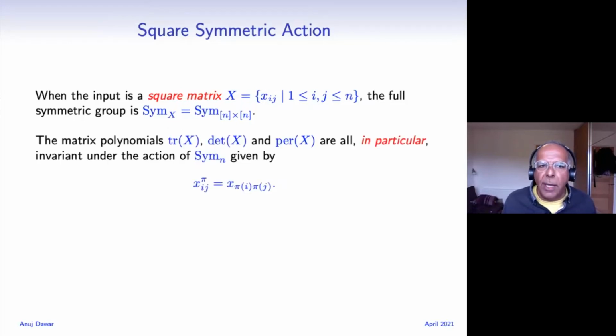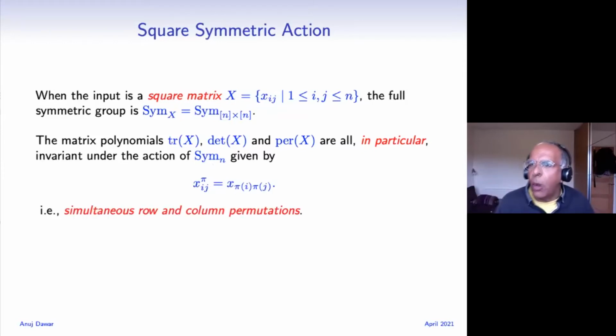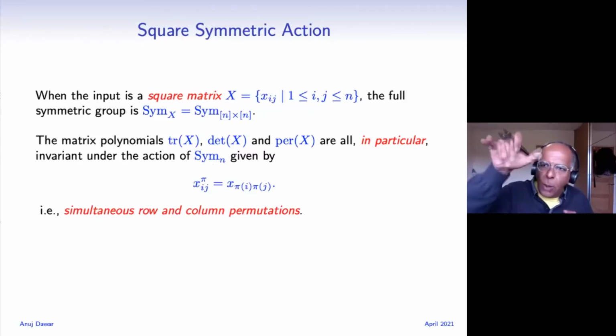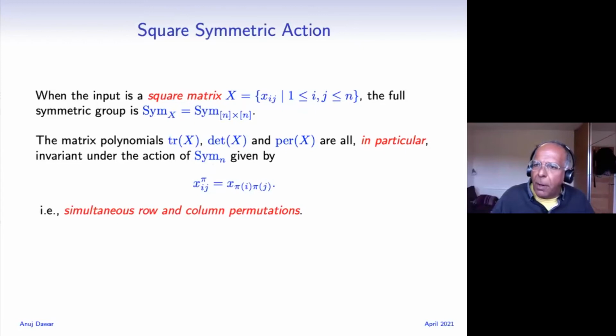But consider, for example, our polynomials, which are the trace, the determinant, and the permanent. They are in particular all invariant under the action of Sym n given by, when you apply a permutation to x_ij, you take it to x_{π(i)π(j)}. This is what I call simultaneous row and column permutations. This means you have rows 1 through n and columns 1 through n, and I apply the same permutation π to the rows and the same permutation π to the columns.